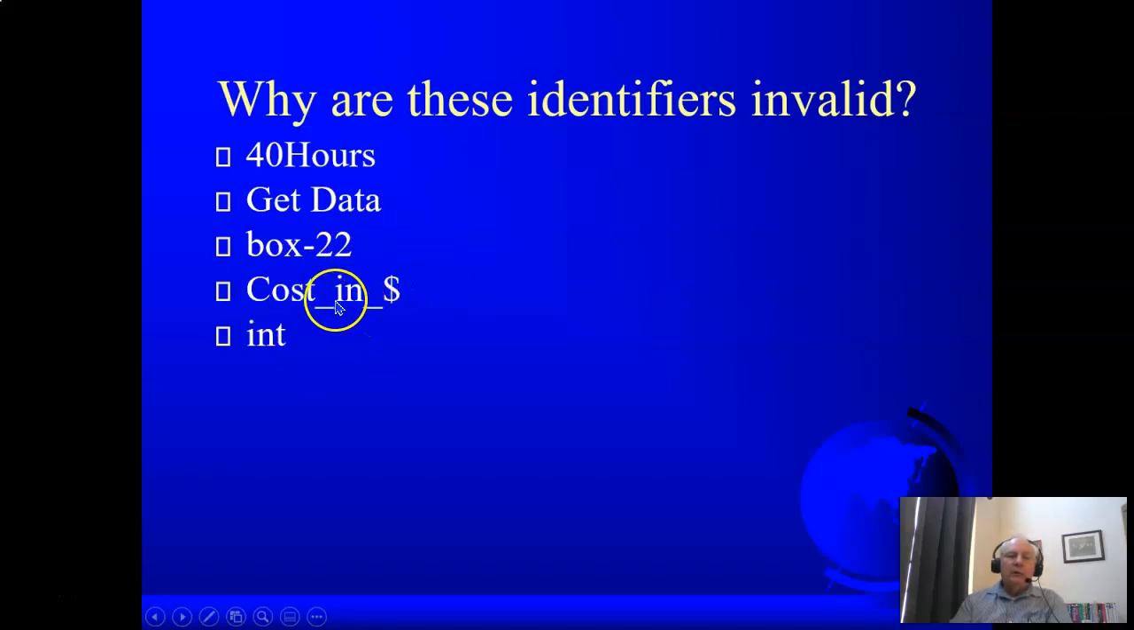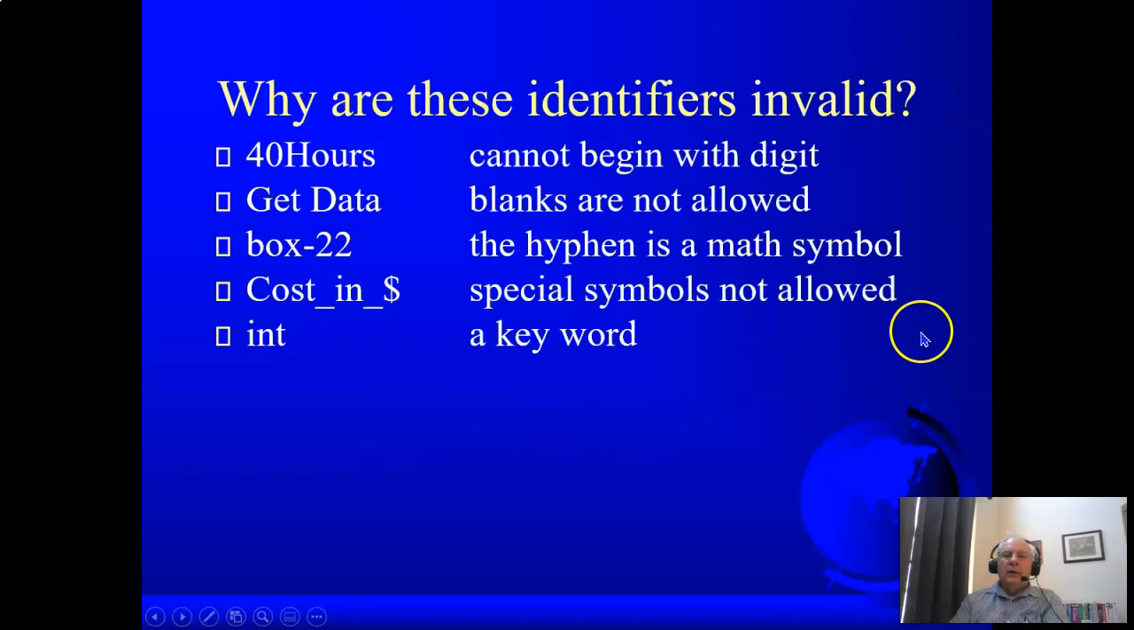Cost in dollars. Well, here they have underscores. That's okay. But the dollar sign is not okay. There is a language where the dollar sign is okay, and that's the Fortran language. It was an extra character allowed in Fortran. I haven't seen it in any other languages. And I've done a fair number of languages, so probably shouldn't even mention that. And then int. This is a reserved word in C++, and so you can't use a reserved word as an identifier. Okay, and we can see here.